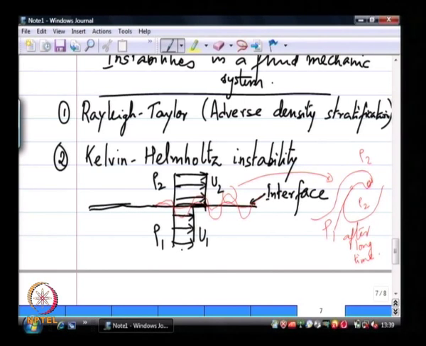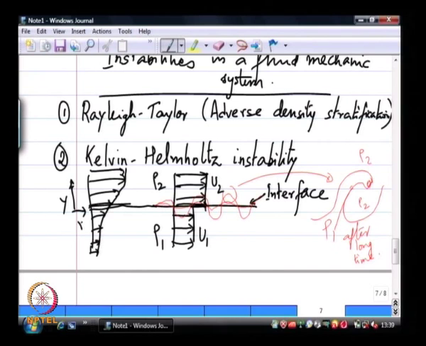A more generalized version of this u 2, u 1 situation is a situation where I have a smooth transition. It does not have to be an abrupt step like I described with u 2 and u 1. So, if I have some velocity profile u as a function of y, what happens to this velocity profile if the fluids were to continue to flow?